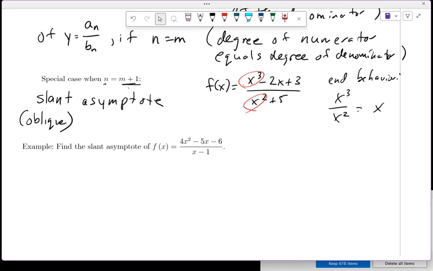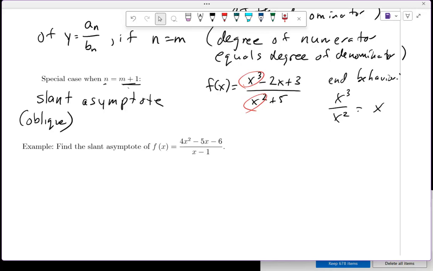Just to review, where might this have a vertical asymptote? What makes the denominator 0? 1, right? And 1 doesn't make the numerator 0. So 1 is going to be a vertical asymptote here. It's not what the problem's asking for, but I wanted to review that.